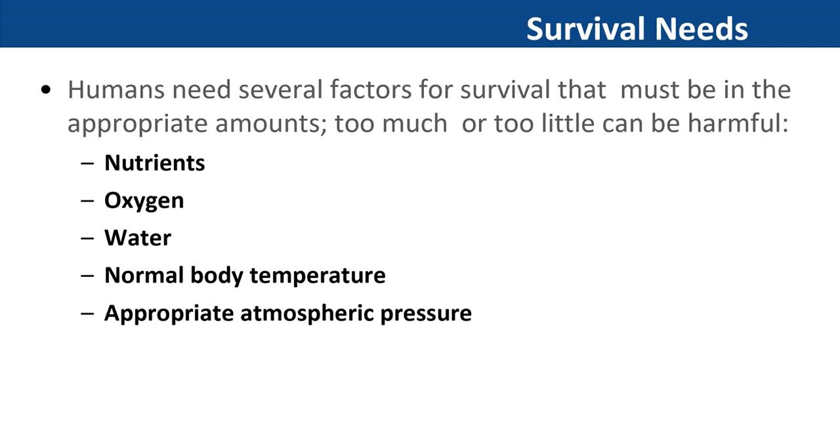The next topic is survival needs. Life is very fragile and requires that several factors be available. These factors are called survival needs to maintain life. They should be at the appropriate amounts. Too much or too little of these survival needs can be harmful. These are nutrients, oxygen, water, normal body temperature, and appropriate atmospheric pressure.